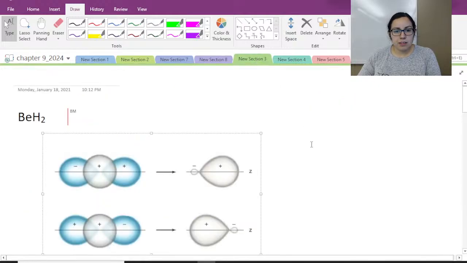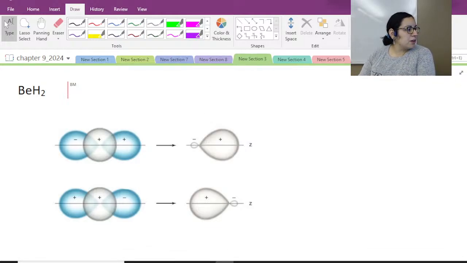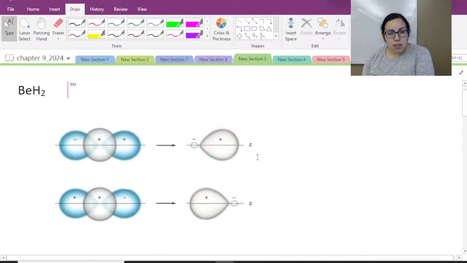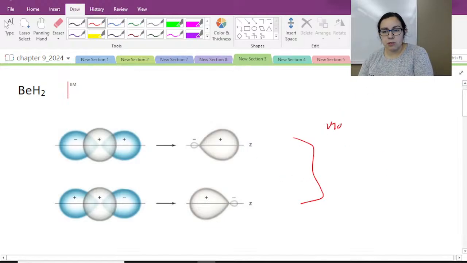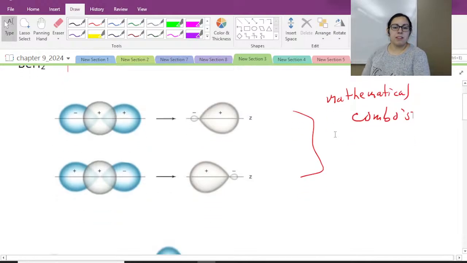So let's look at the next sections, and we've kind of talked about this before, but I think we just want to continue to practice drawing and make sure we understand for ourselves what's going on. All this is showing up here is just basically how we get our sp orbitals, right? So it's showing you our possible mathematical combinations. And so let's just break this down so we understand what it's trying to tell us.